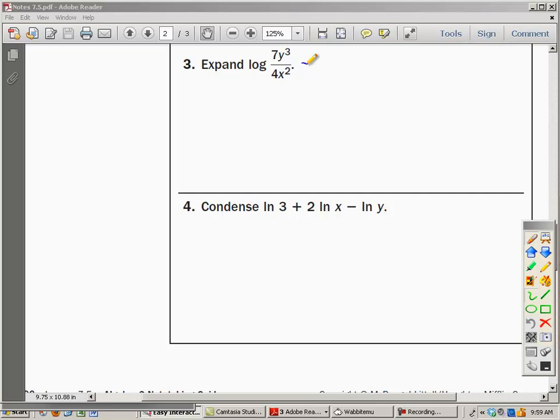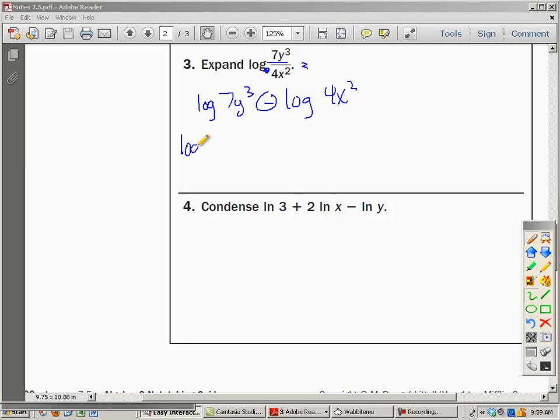All right, this guy's quite a little bit here, but again, it's all log base 10, so we're not going to worry about writing a base. All right, so this is going to be log of 7y cubed minus log of 4x squared. Because it's the quotient, we're going to subtract those two, top and bottom, take the logs of each.